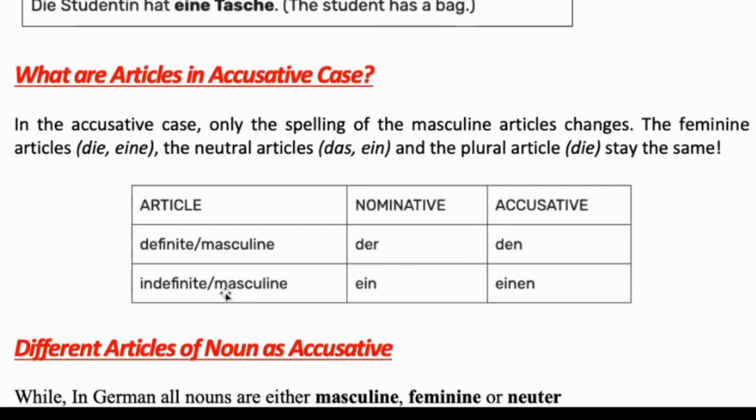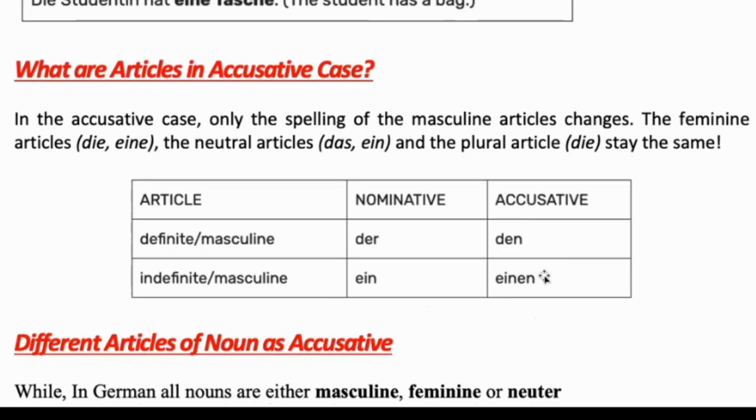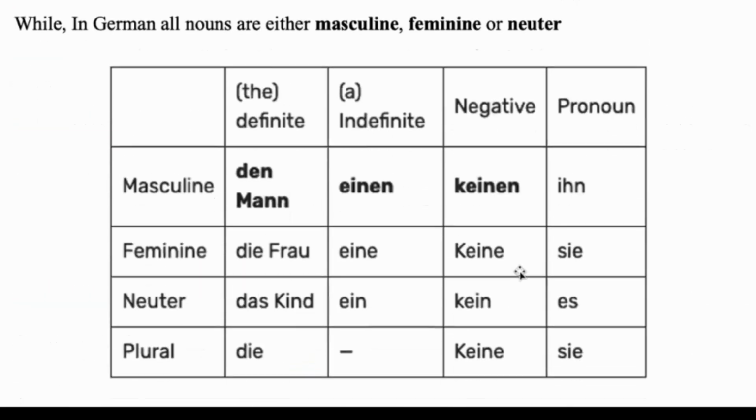Definite masculine changes from der to den in the accusative case. And indefinite ein for masculine becomes einen. And here is a table. For the other cases, we have the same table, we don't need to change. For example, feminine is die Frau for the nominative case, and the same we have in accusative. Das Kind, the same for nominative and accusative. Eine and ein, they are also the same. And keine and kein, they are also the same, negative articles. The only difference is for the masculine case.